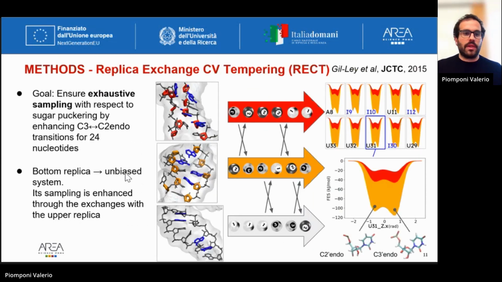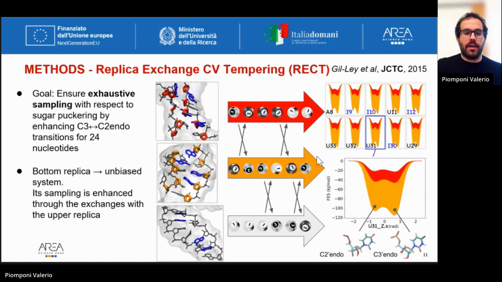To do that, we use several sophisticated methods. We also use an enhanced sampling technique called replica exchange collective variable tempering. I won't go into details here because it's really technical. I'll just say that we need this because we were interested in this sugar puckering conformation. So we wanted to ensure an exhaustive sampling with respect to this conformation. And we use this technique to enhance the switching between the C2 and the C3 endo conformation for all the nucleotides in the helix.